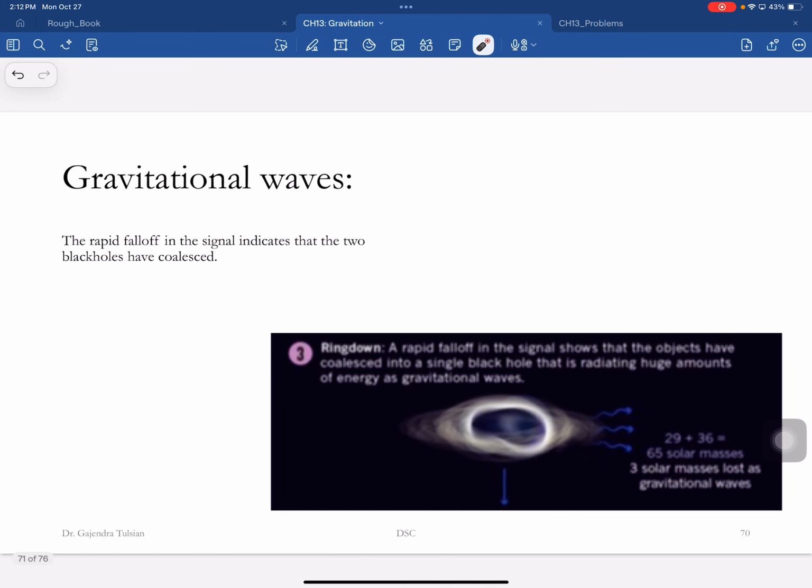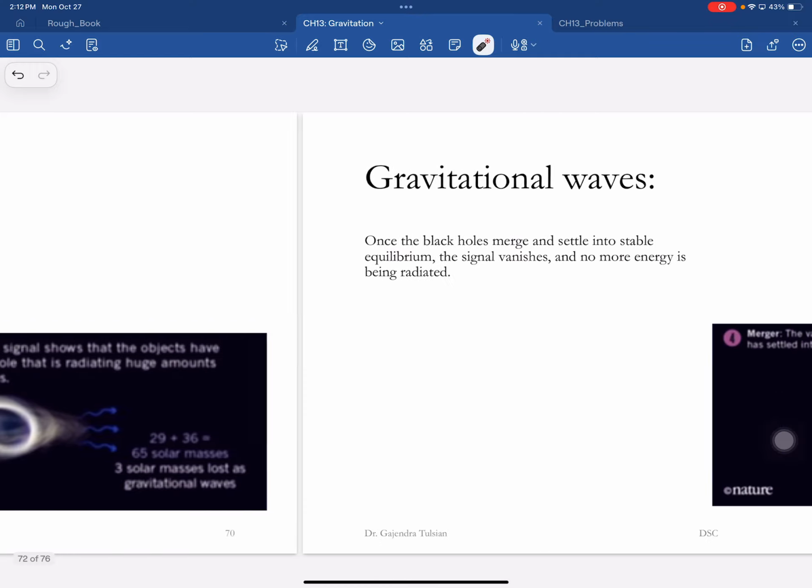Okay, so how do you detect these gravitational waves? So imagine this. It's a powerful event. So much energy is being radiated, and we've been trying to detect these gravitational waves for the past 60, 70 years. And we just detected them about 10 years ago. So how do you detect them?